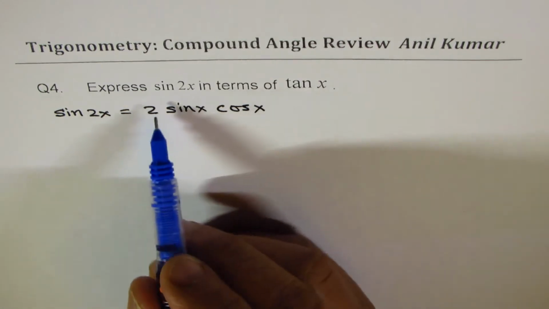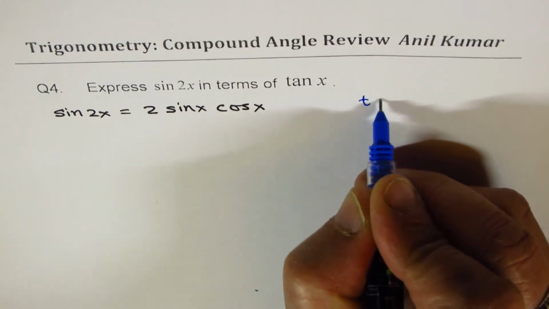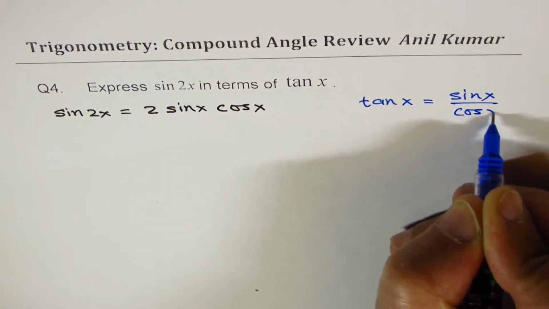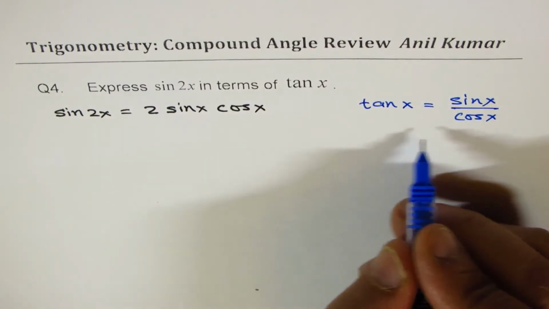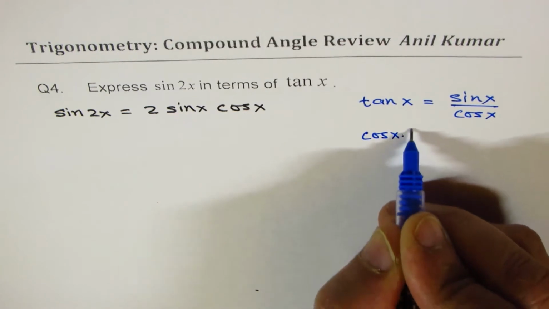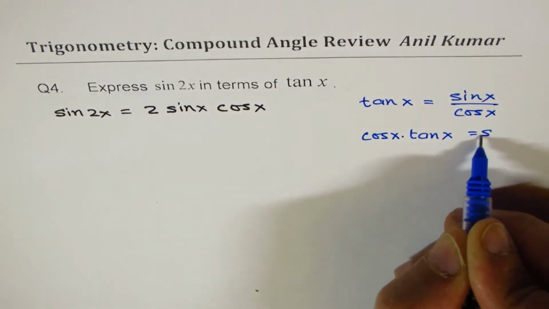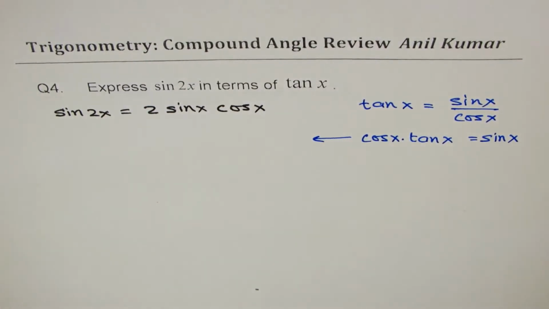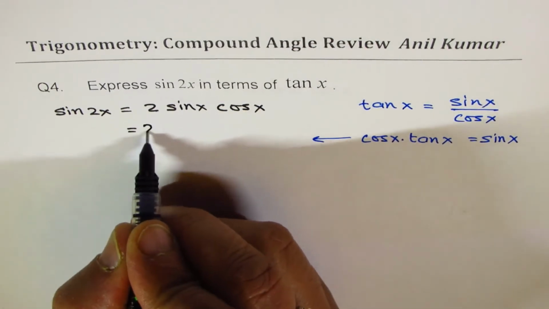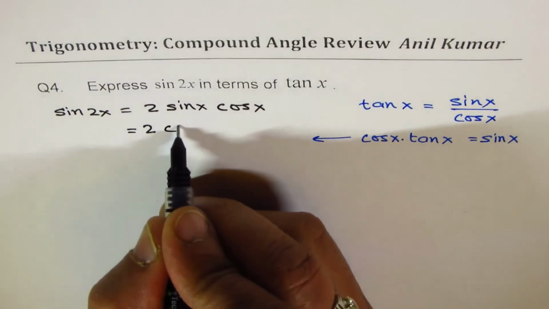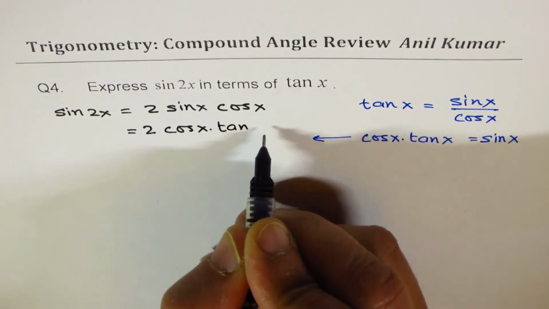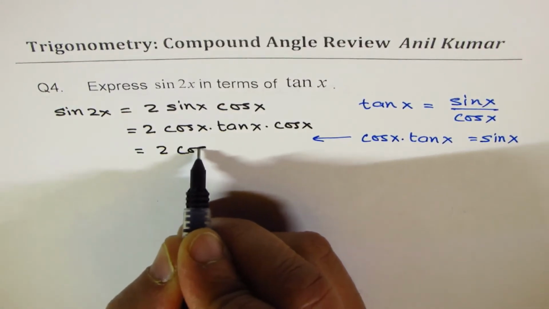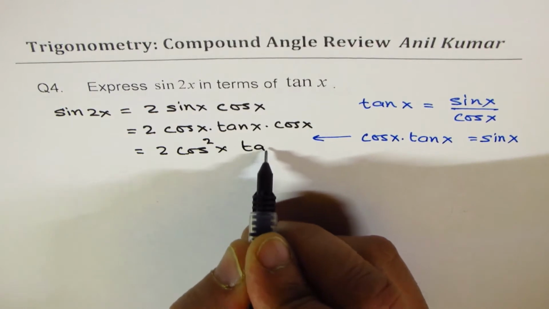Now how do we get from sine to tan? We can look into it like this. Tan x is ratio of sine x and cos x, correct? So we could write sine x as cos x times tan x, correct? So let's do that. So we are writing sine x as cos x times tan x. So this will now be 2 times sine x as cos x times tan x, and we already have cos x here. So basically we have 2 cos square x times tan x.